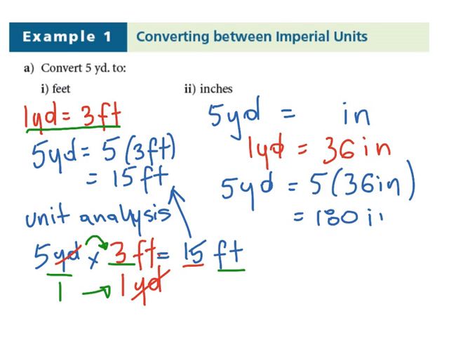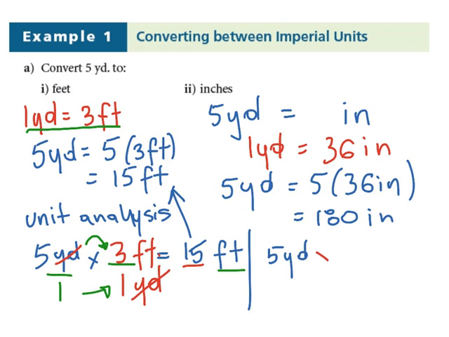Using unit analysis, you can do the same thing. Well, at least not the same thing, but get the same result. So let's just set it up with unit analysis. We have 5 yards, and look at the conversion.